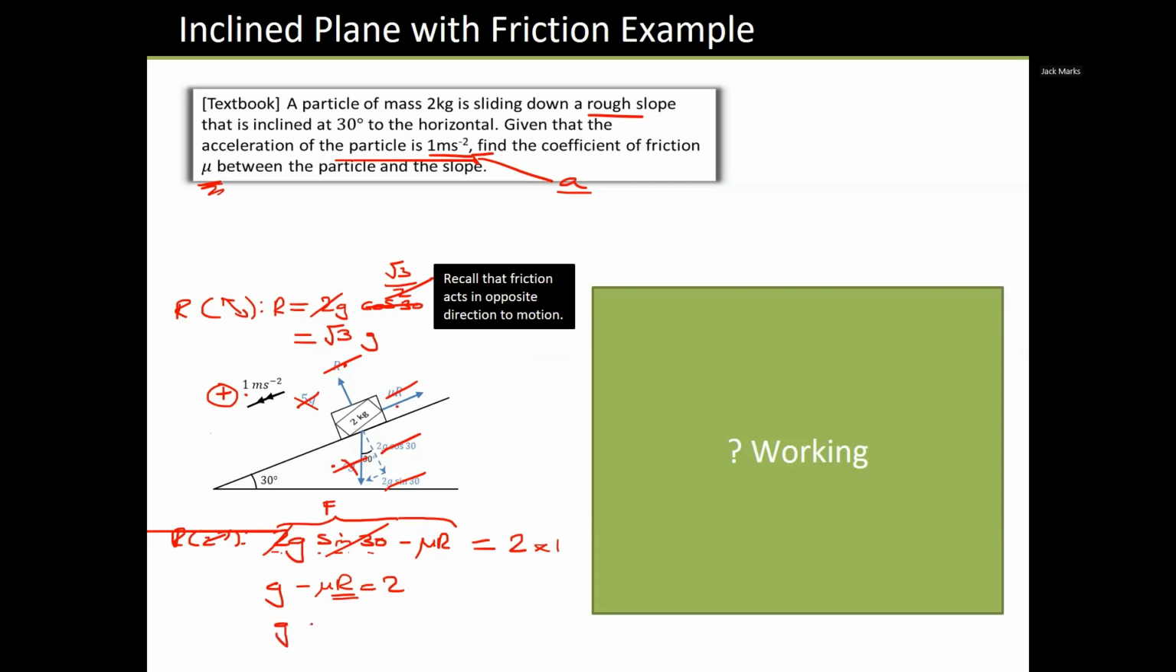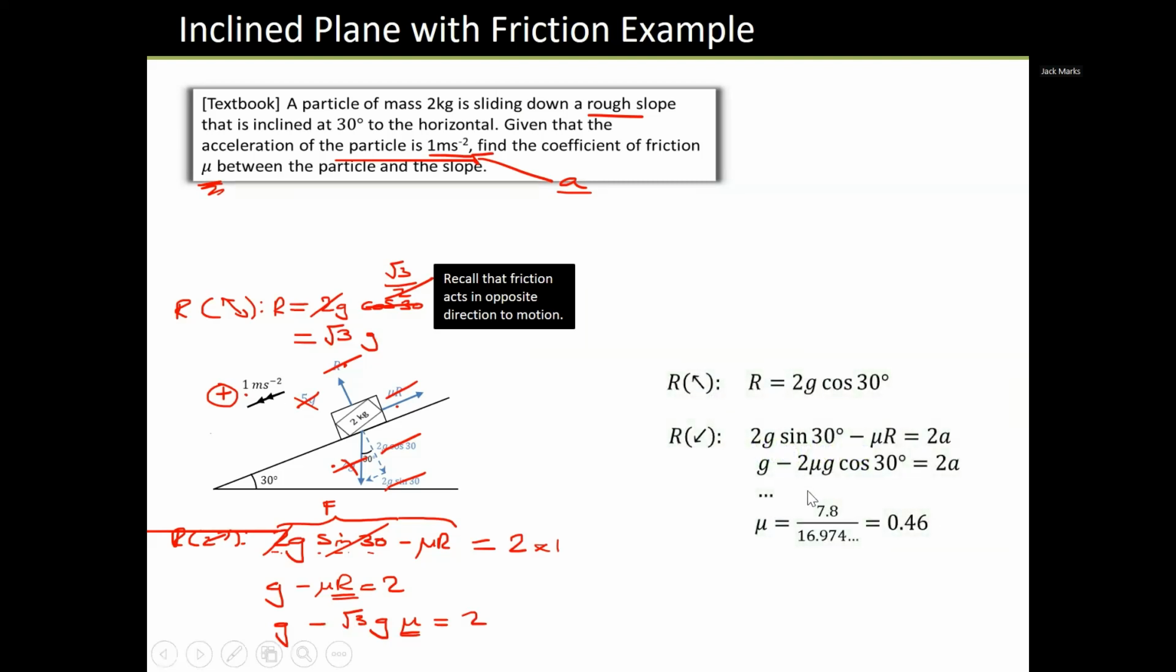So g minus root 3 g mu equals 2. And you can just rearrange this one yourselves. Remember, g is just a number, so we've only got one letter there. So that's for you to solve, and you get 0.46. And you're going to encounter answers where mu is between 0 and 1, typically.